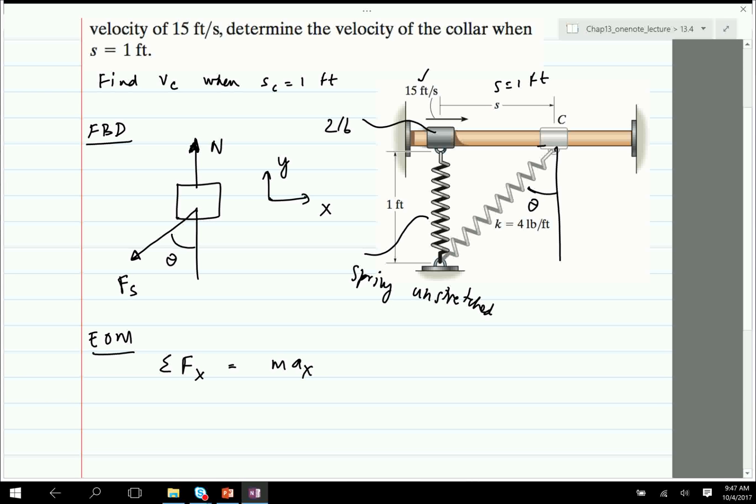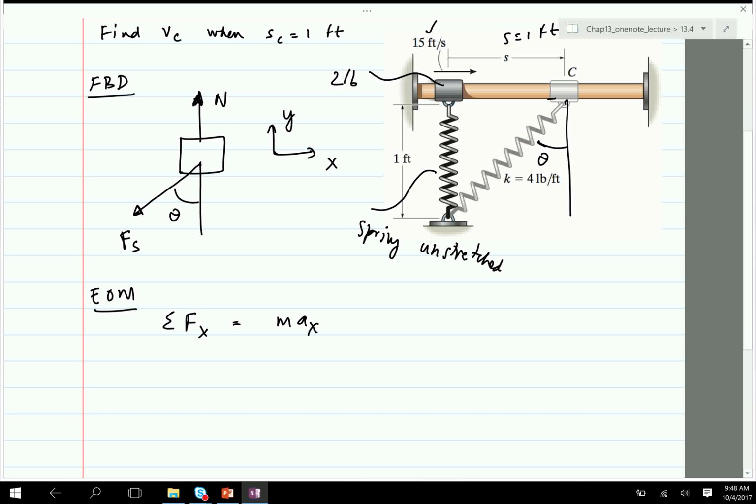You could write Fy too, but all it will do is help you to figure out N. So some questions might actually ask you to find N, in which case you need to write Fy equals mass times Ay. And by the way, Ay is 0, because the collar cannot move in the y direction. So let's try to expand this out.